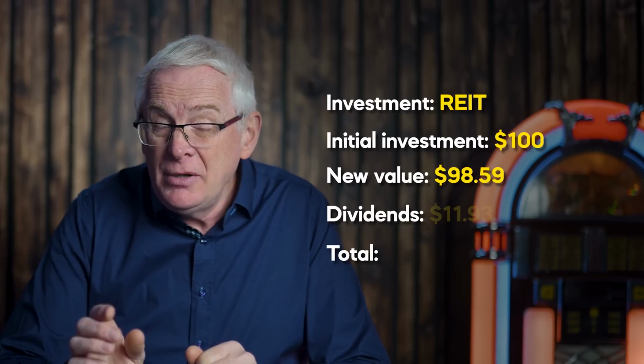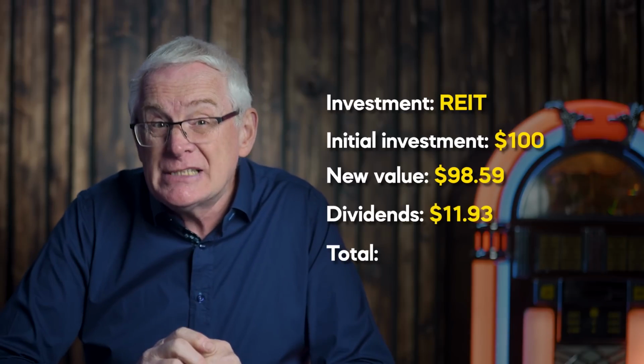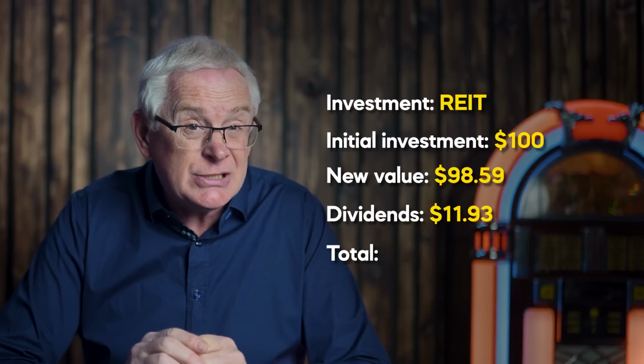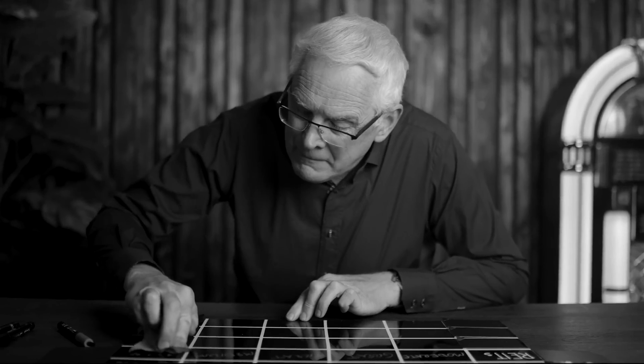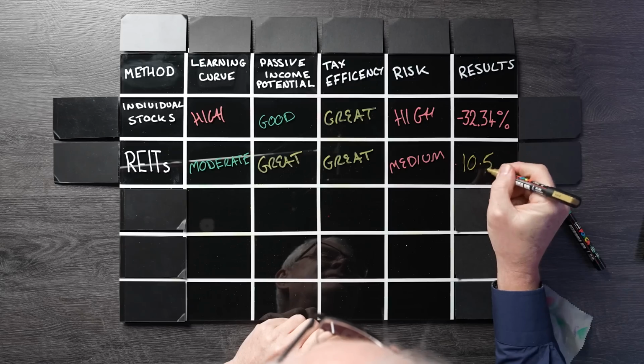This shows that even though REITs are normally more stable than individual stocks, they're not guaranteed to perform well. My REIT likely underperformed because it invested in commercial real estate, which struggled during the pandemic. But that's not the end of the world, as I made $11.93 back in dividends, meaning I'm actually $10.52 up. So that's 10.52% up.